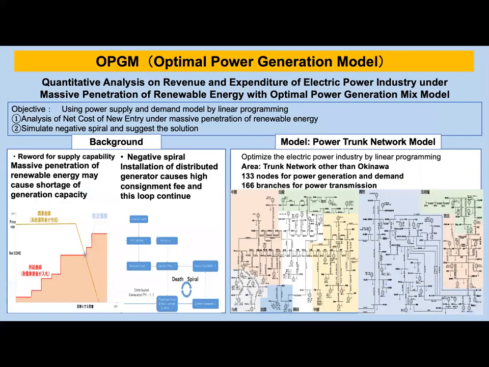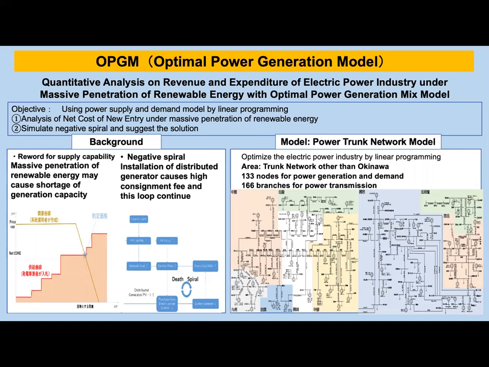Okay, next, I will introduce the optimal power generation model, OPGM. The trunk power network is modeled and able to analyze the economical power operation and the value of investment and so on. Analyzing the problem in the electric power industry under massive penetration of renewable energy is one of the researches using OPGM. When installation of renewable energy expands, shortage of generation capacity, which helps stable power supply, and consignment fee, which leads customers to exit from the power system, are concerned.